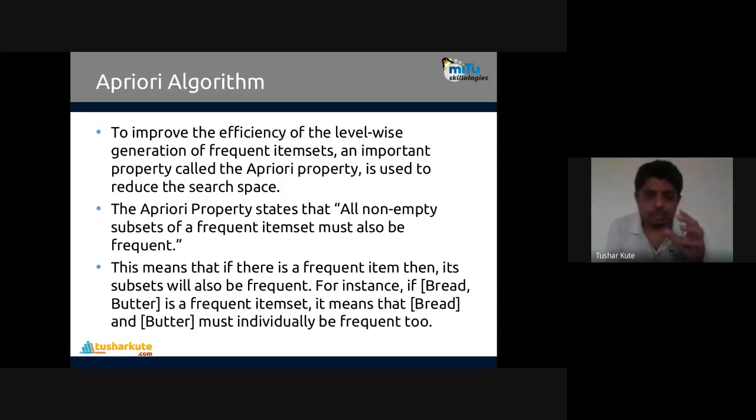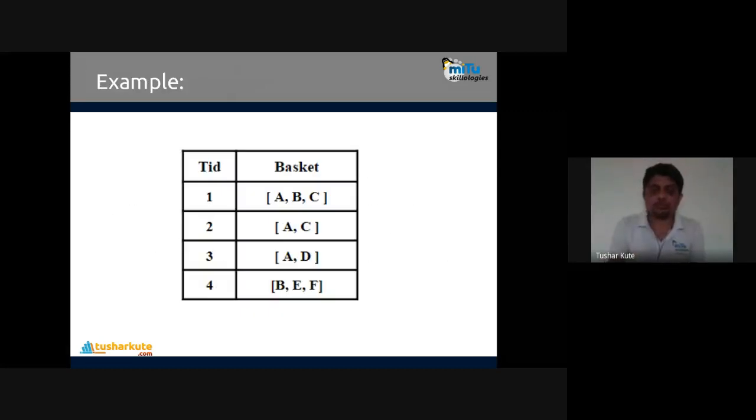If an item set is frequent, its individual elements and subsets are also frequent. That's what the property is saying. For instance, if bread, butter is a frequent item set, it means that bread and butter must individually be frequent too. Individually they occur frequently, and frequent items have higher support. This property, this feature, is used by the Apriori algorithm to generate the rules.